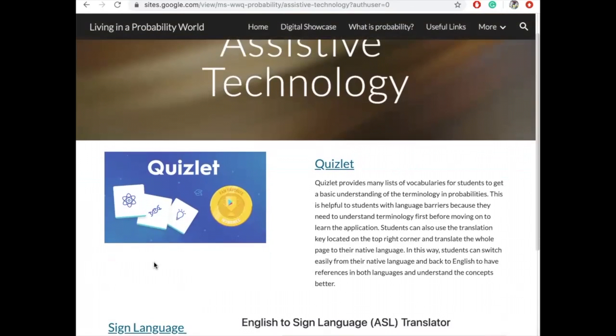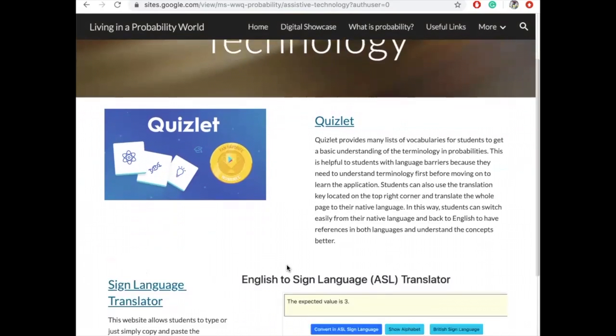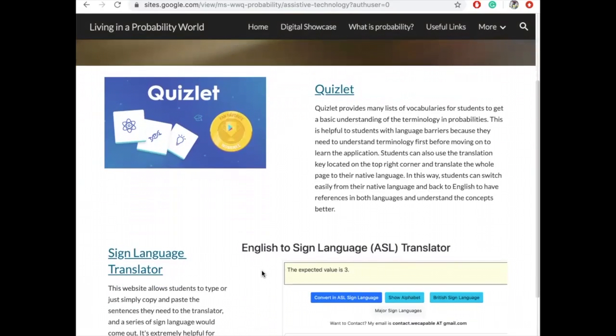First one is Quizlet. I believe that Quizlet is very popular for you guys, and many of you have already used it before. It works like flashcards, but digital flashcards. On Quizlet, you can have a list of terms on one side and definitions on the other side. If you go on the website of Quizlet, you can not only find the terms and definitions for probability, you can also use them to find helpful info for your other subjects.